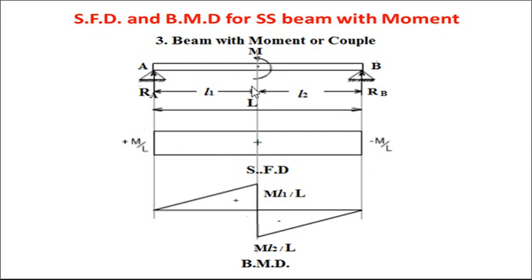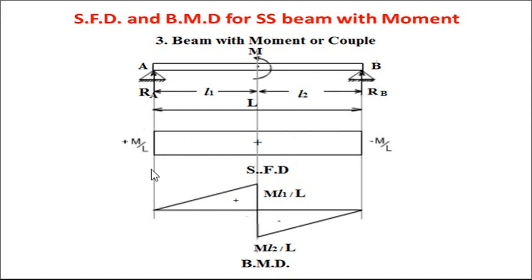Because what happens here, this moment will rotate clockwise, it will try to push this end. When it is pushed, this reaction will be upward. And when this other end tries to lift in upward direction because of rotation, lifting means this RB must act downward so that it is in equilibrium. So reactions will be M by L, M by L, and then you draw the SFD.